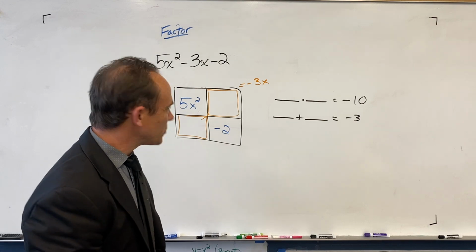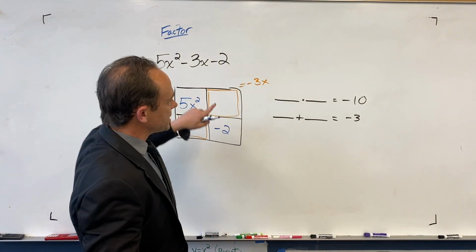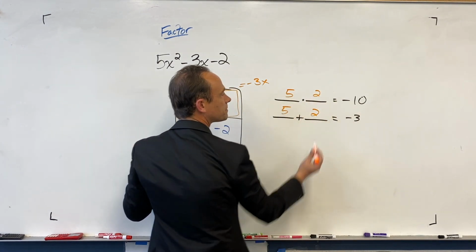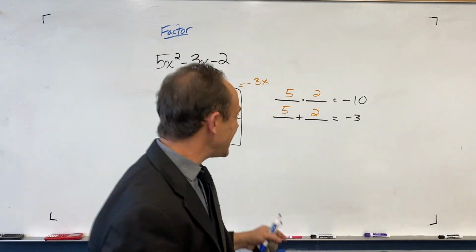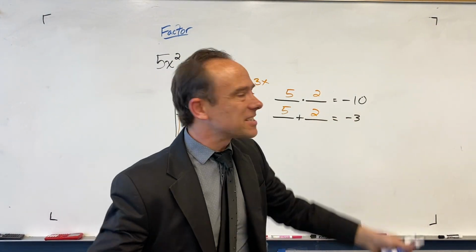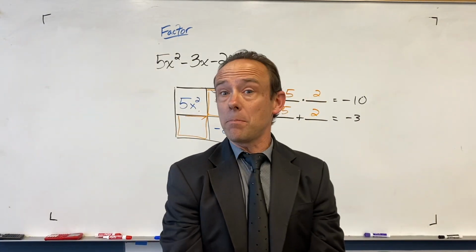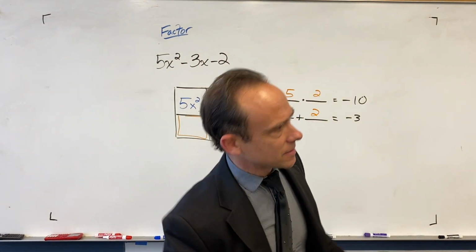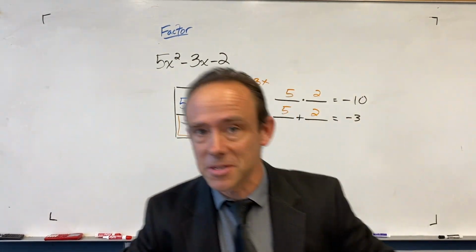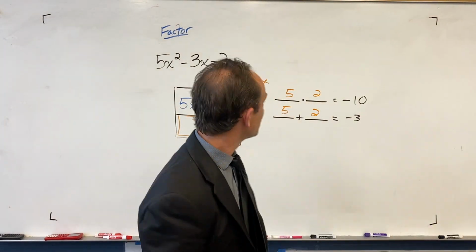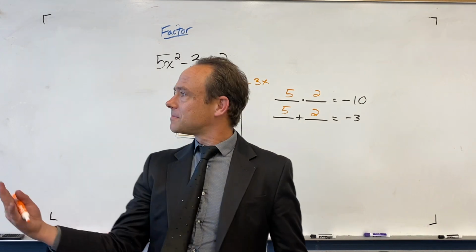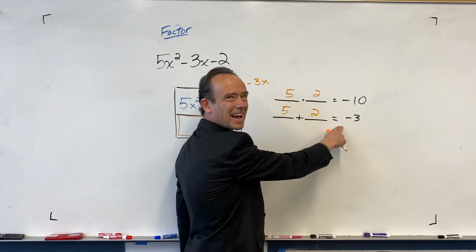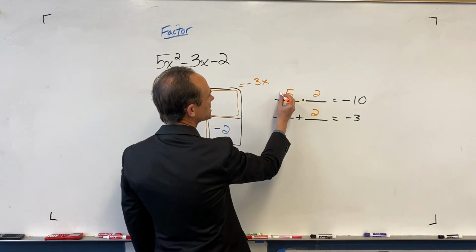So here we go. Let's see what we got. Let's see, 10 is probably 5 times 2, right? 5 times 2. Now, one of them has to be negative in order to multiply to a negative, because if the signs are the same, it's going to be positive. Negative times a negative, positive. Positive times a positive, positive. Positive times a negative, negative. So one of these has to be negative. Because they have to add to a negative, it's got to be the bigger one.